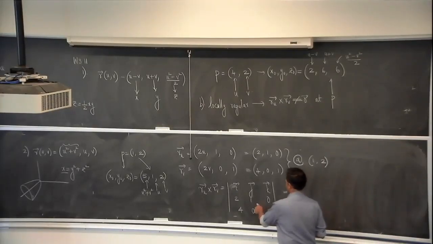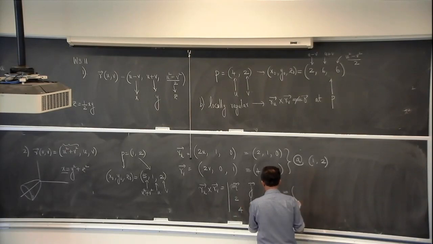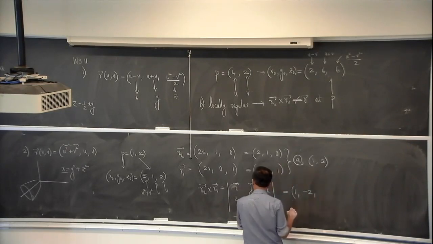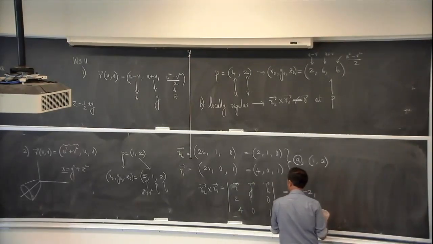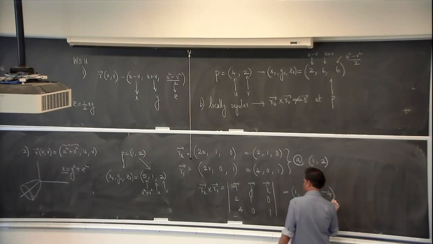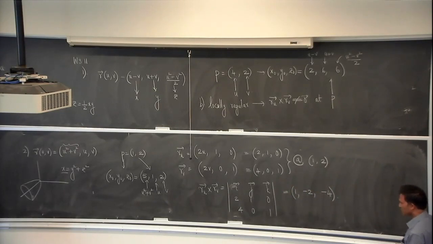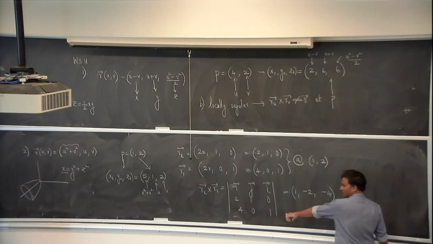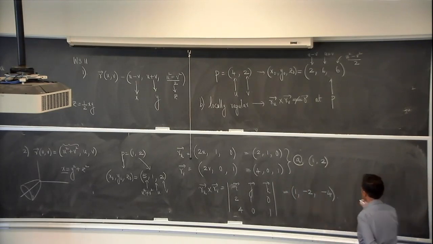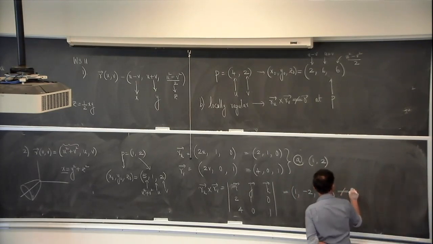Okay. Since it's i times 1 minus j times 2. So what I get? So at that point, r_u cross r_v is a vector 1, -2, negative. Please don't add those things. Okay, it's a vector. So please leave it. That's not equal to 0. So it's locally regular.